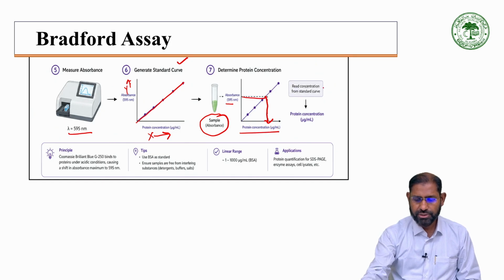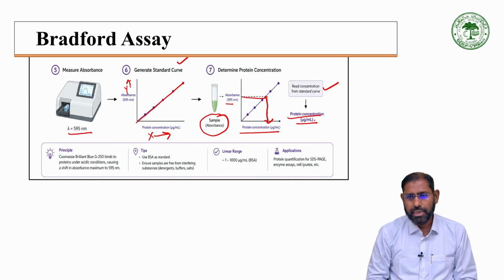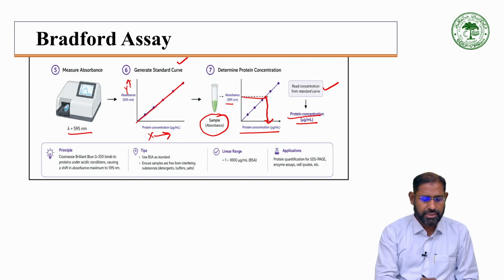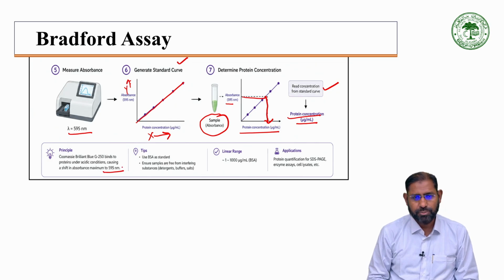We read the concentration from the standard curve, and we calculate the protein concentration in microgram per milliliter of the proteins. What are the principles applied in the Bradford assay? Coomassie Brilliant Blue G250 binds to the protein under acidic condition. In this case, we use acidic condition, causing a shift in the absorbance maximum to 595 nanometer.